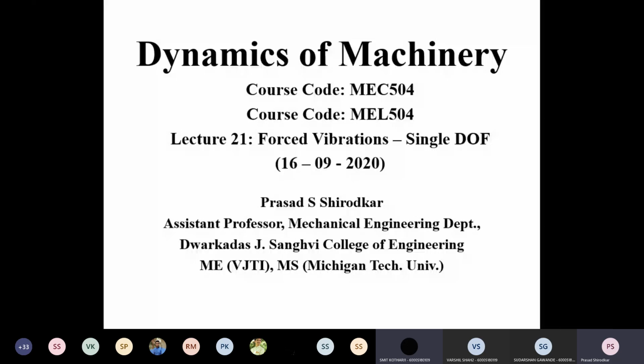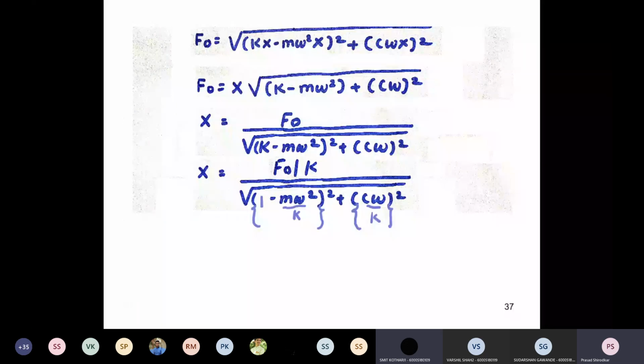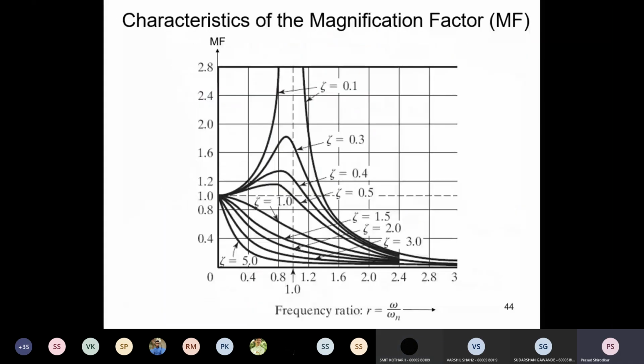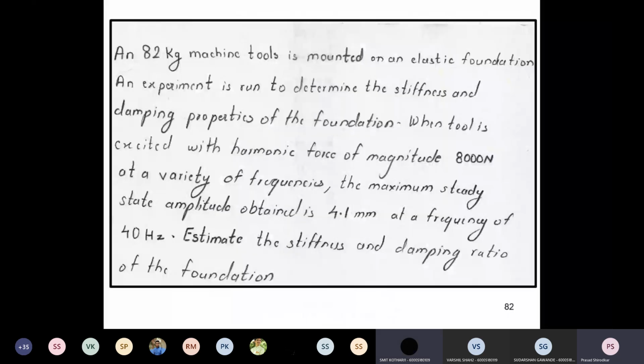All right, so we'll start with today's lecture. I'll just do a quick recap. So far we have seen questions in which a sinusoidal or a cosine force is applied directly to the mass, and we derived the equations for this condition, and we also plotted the graph for magnification factor versus frequency ratio and phase angle versus frequency ratio. So we'll continue with a few problems on that.